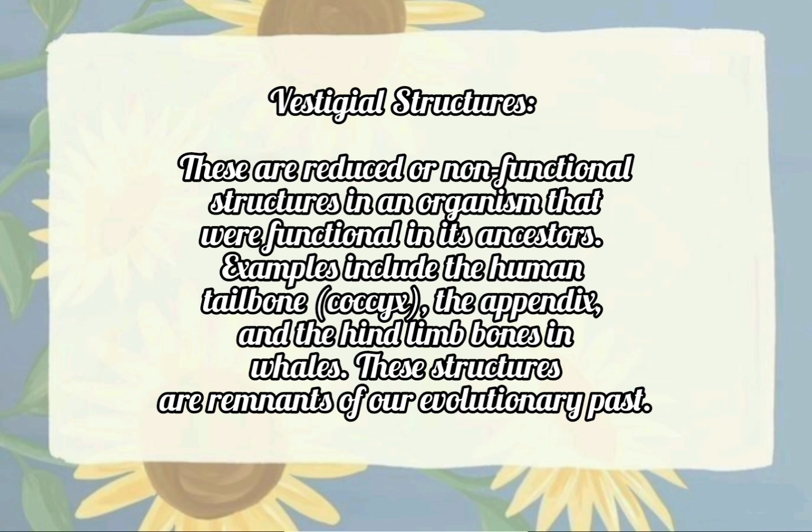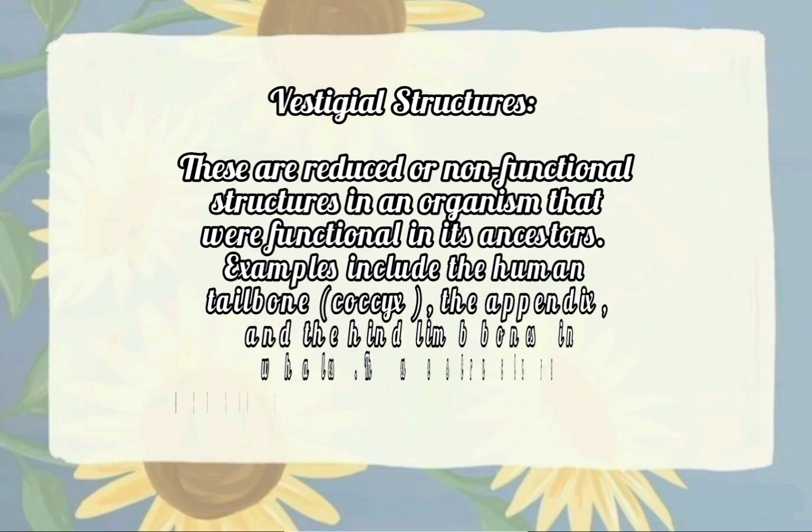Vestigial structures. These are reduced or non-functional structures in an organism that were functional in its ancestors. Examples include the human tailbone, or coccyx, the appendix, and the hind limb bones in whales. These structures are remnants of our evolutionary past.